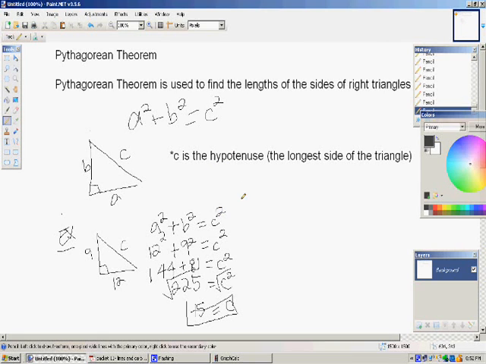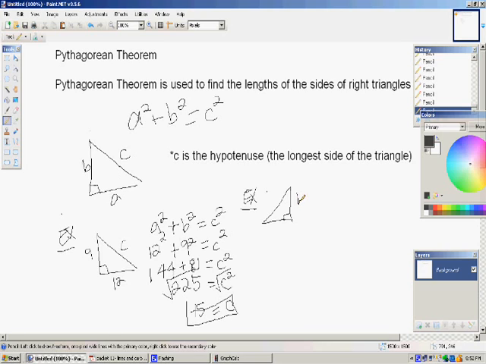Okay, let's do another example. Say instead of trying to find the hypotenuse, you're trying to find the length of the side of a triangle. So example number 2. And hopefully your notes are a little neater than mine.